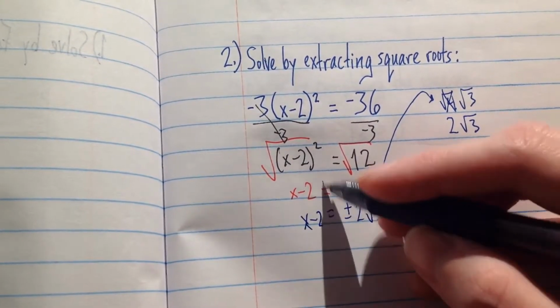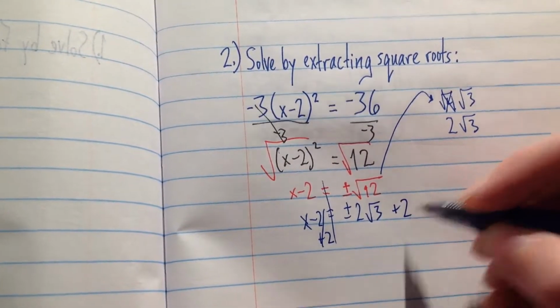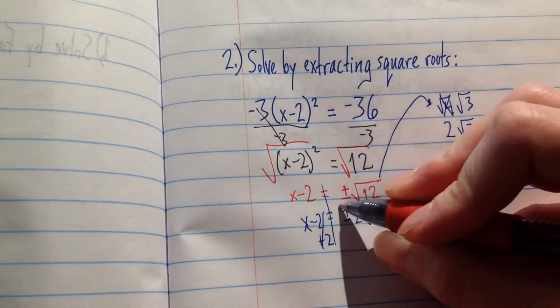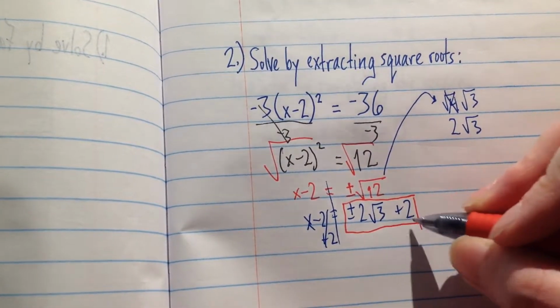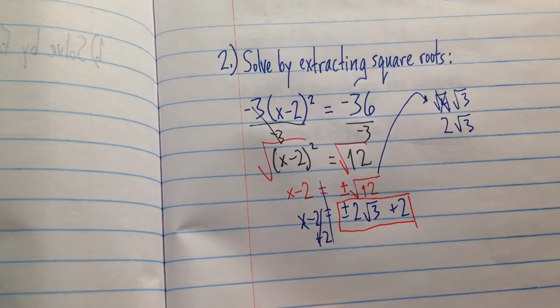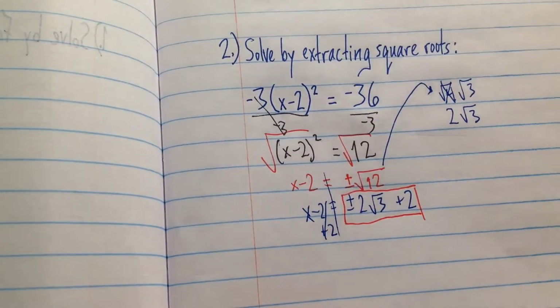And then the last thing we need to do is just add 2 on both sides to get x by itself. And then this gives you your solutions. So your first solution would be positive 2 root 3 plus 2. Your second solution would be negative 2 root 3 plus 2. So hopefully you got that part right. Hopefully you remembered to put the plus minus and simplify your radical.